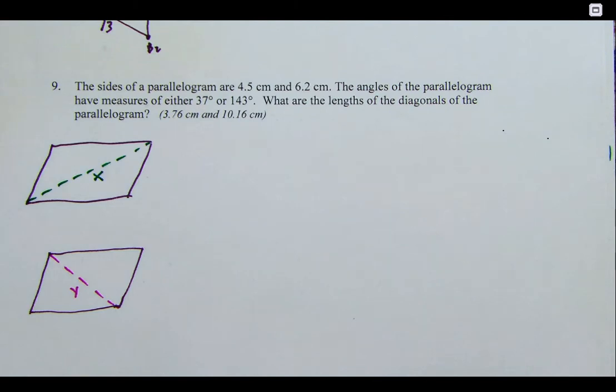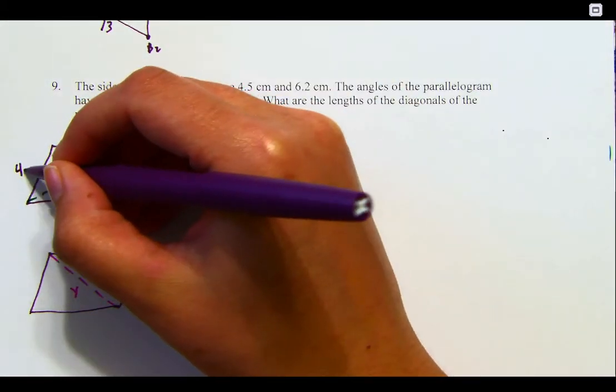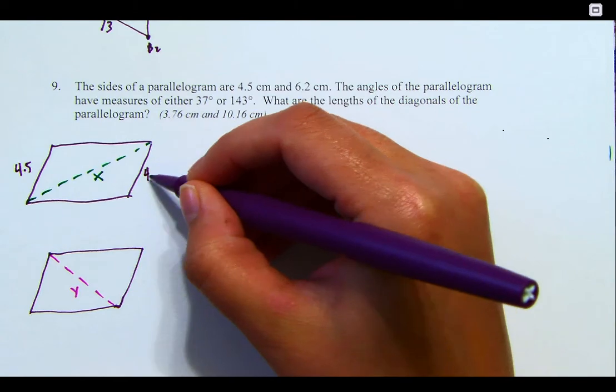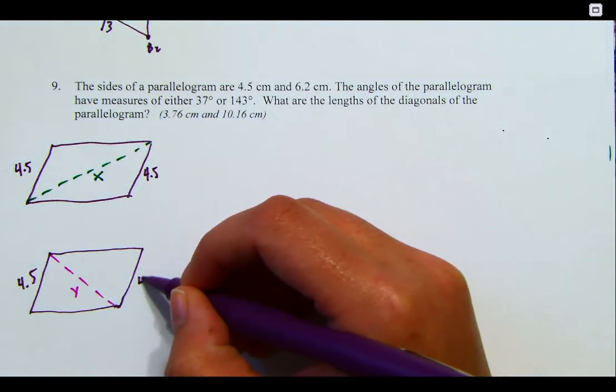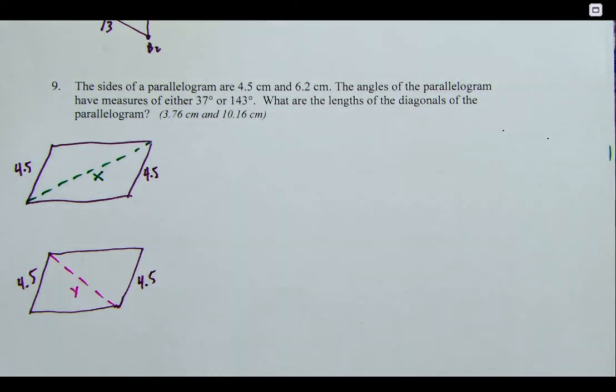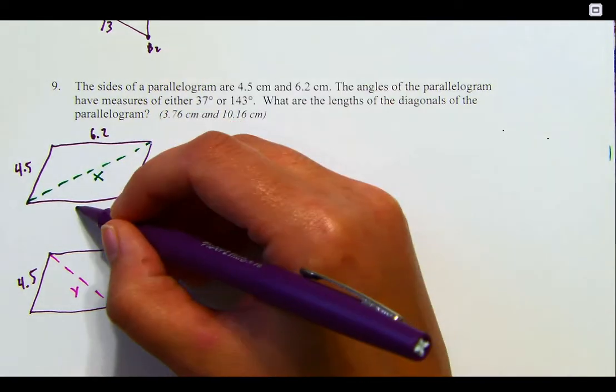And then just to add our numbers, the sides across from each other are congruent. So if I say that this one is 4.5, so is this one. And then that would be the same on this one since I've drawn the same parallelogram twice. And then that means that my other set of sides is the 6.2.